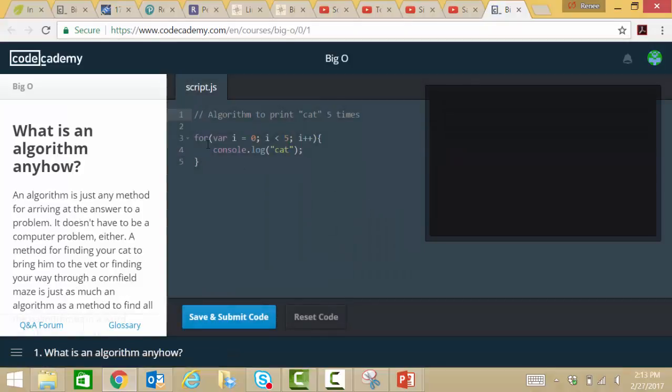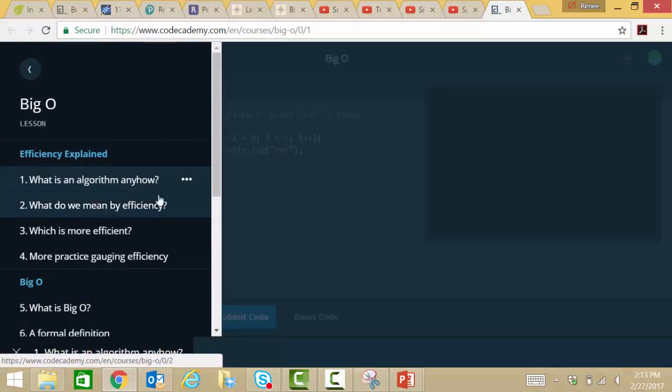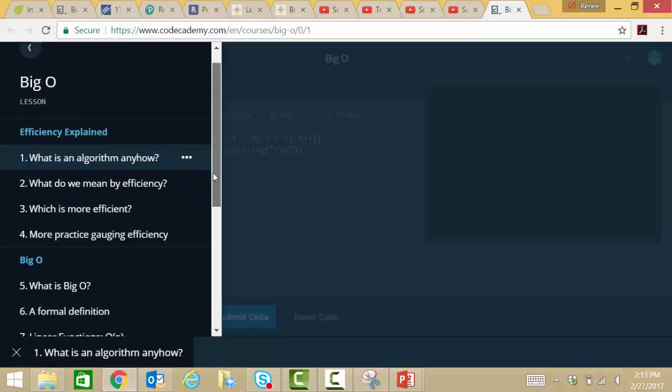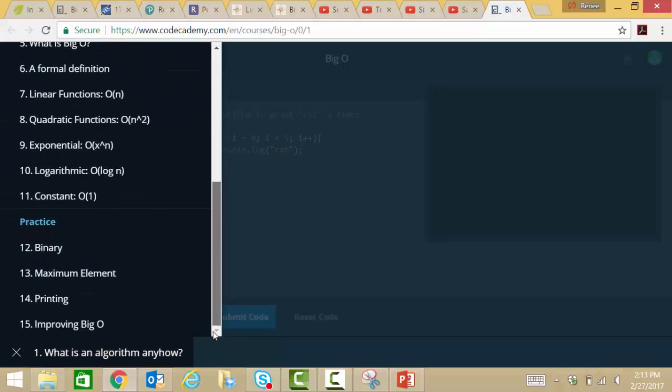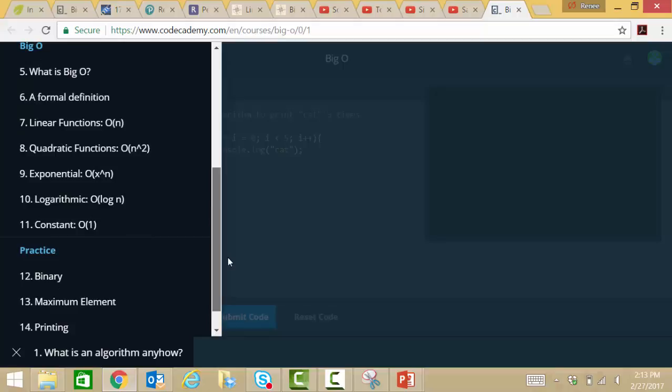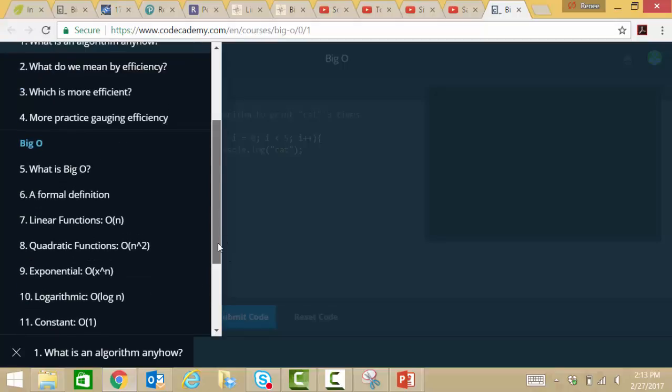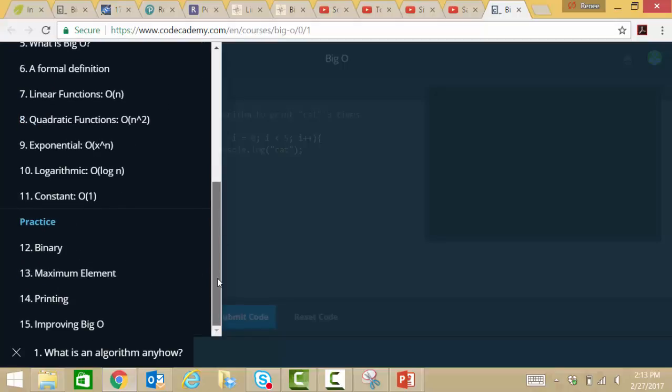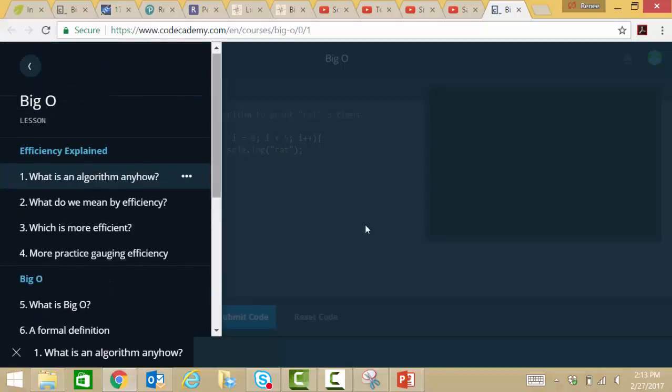Now, the Big O course on Code Academy is very short. If you click at the table of contents, it explains efficiency to you, and then it has a few items. So I would strongly recommend that you review the Code Academy course, but it's not required.